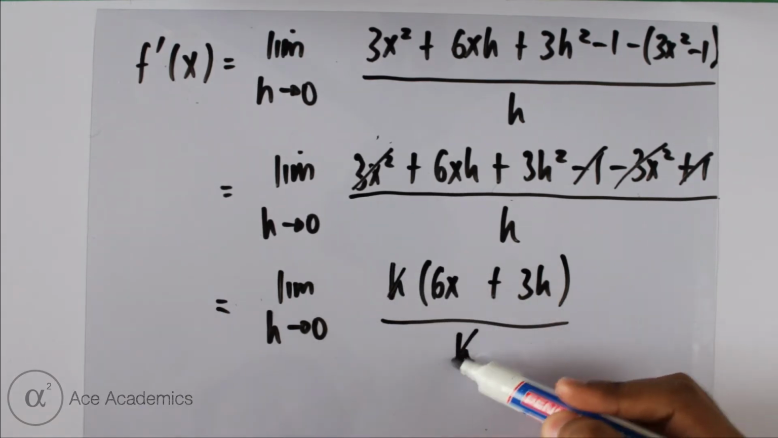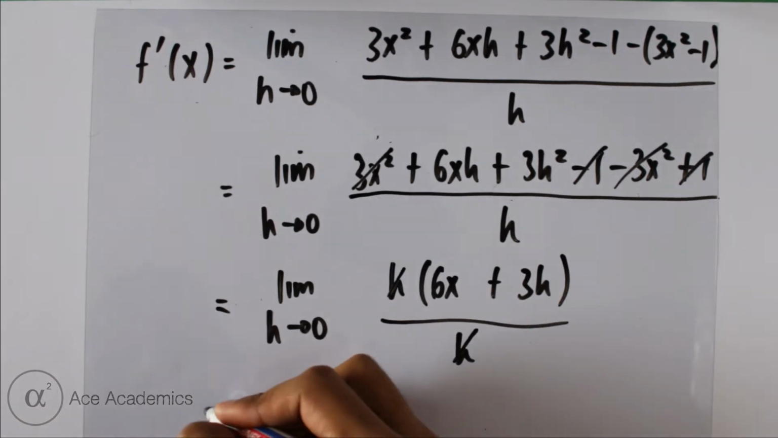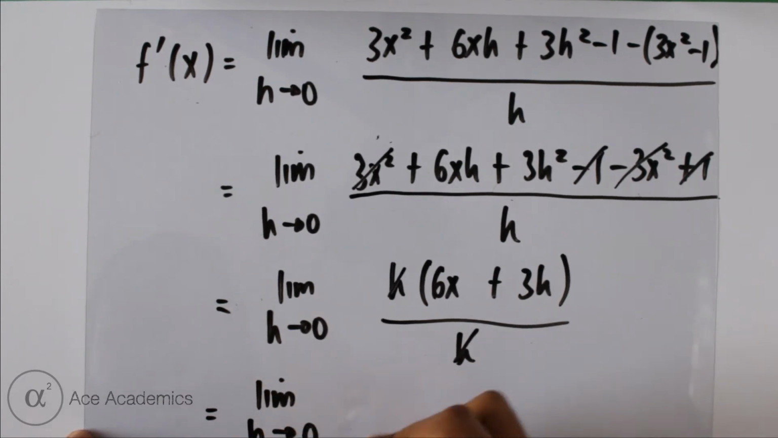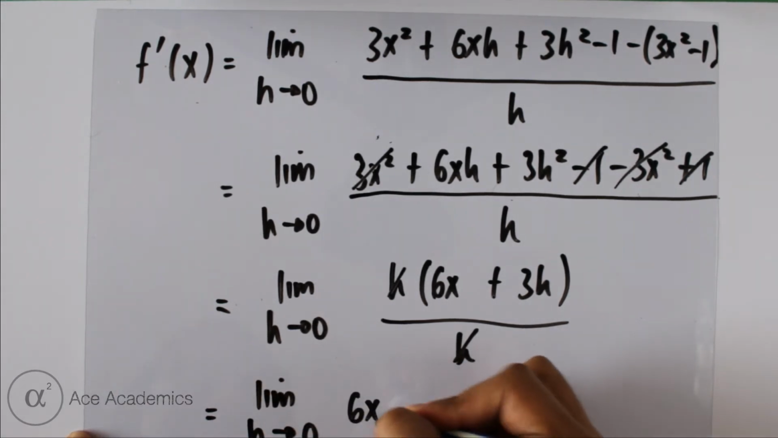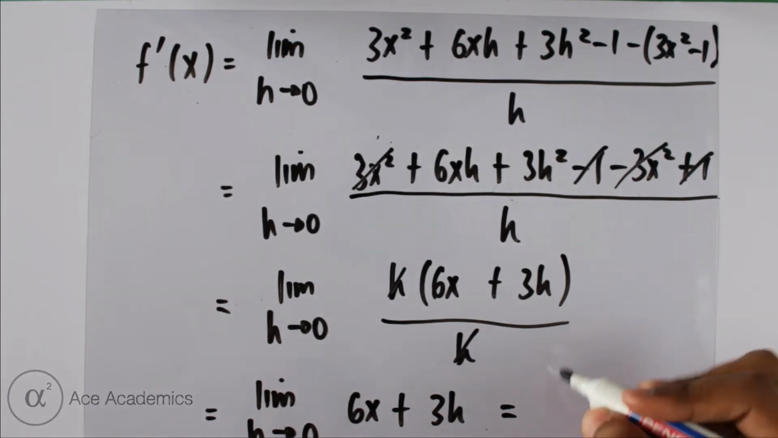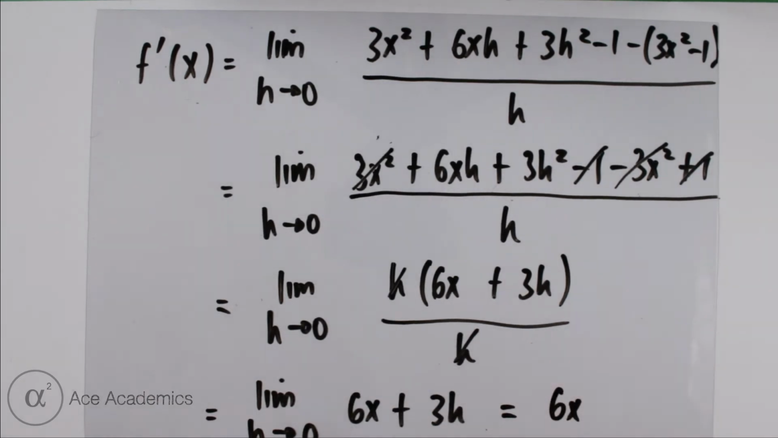Now these h's will cancel out, and then we have the limit as h tends to 0 of 6x plus 3h, which equals, when we substitute 0 into 3h, this will just be a term that's only 0, and our final answer would then be 6x.